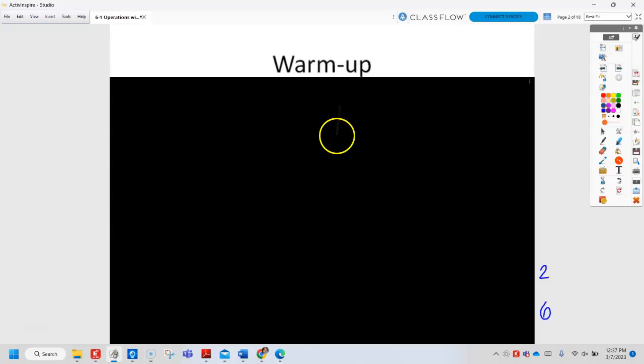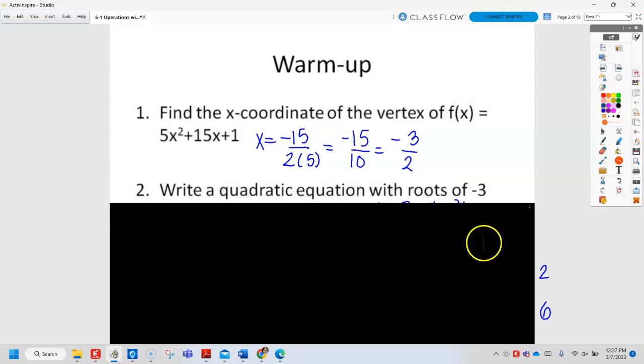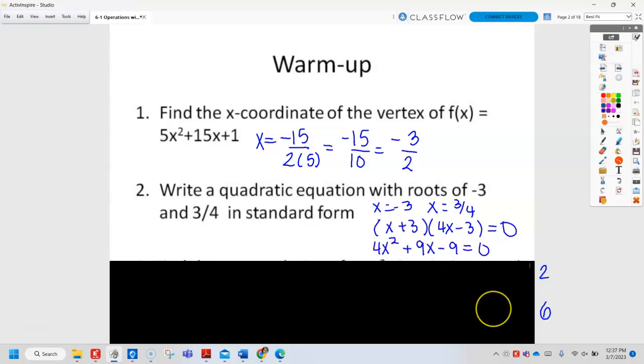So in order to find the x-coordinate of the vertex, you have to do negative b divided by 2a. So in this case, negative 15 over 2 times 5, which gave you negative 15 over 10, which gave you negative 3 over 2. To write a quadratic in standard form, you'd say x equals both of those values.